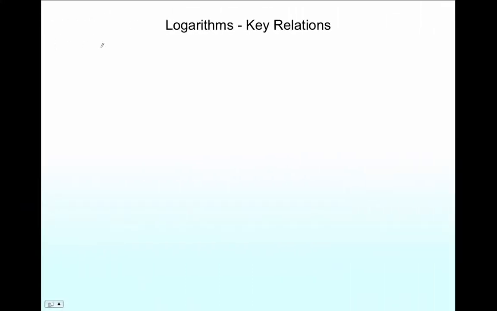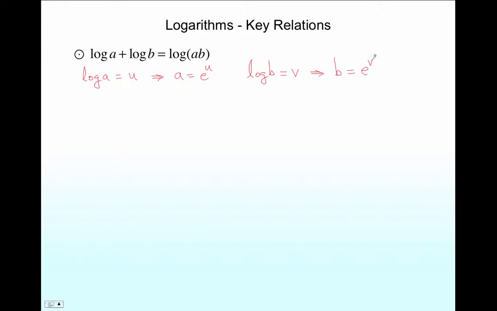Using the fact that the logarithm is the inverse of the exponential, we're going to derive some important relations. Let's start with this one. We're going to prove that log of a plus log of b is log of the product of a times b. That's easily done. Let's call log of a something, let's call it u, in which case a is e to the power u. Similarly, let's call log of b something, v, in which case b is e to the power v.